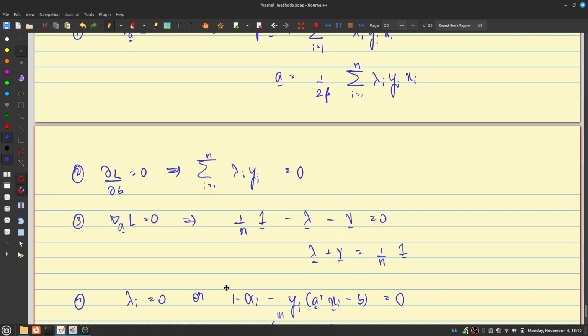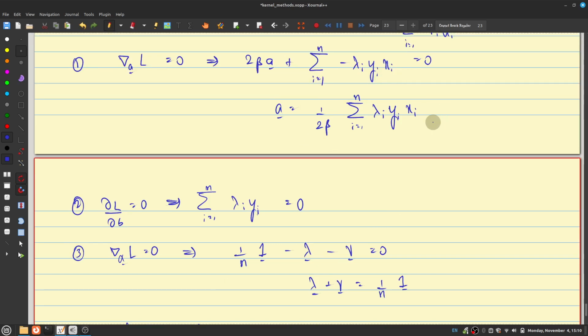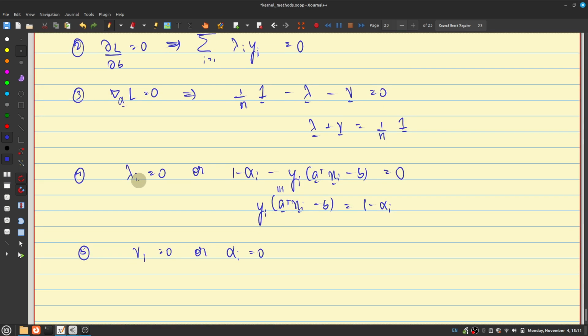Okay, so let's go back to the first condition. Now a particular xi is going to be a support vector only if lambda I is not equal to 0, right? That's by definition what a support vector is. So when is lambda I not equal to 0? If lambda I is not equal to 0, then 1 minus alpha I times this should be equal to 0, or yi times A transpose xi minus b should be equal to 1 minus alpha I.